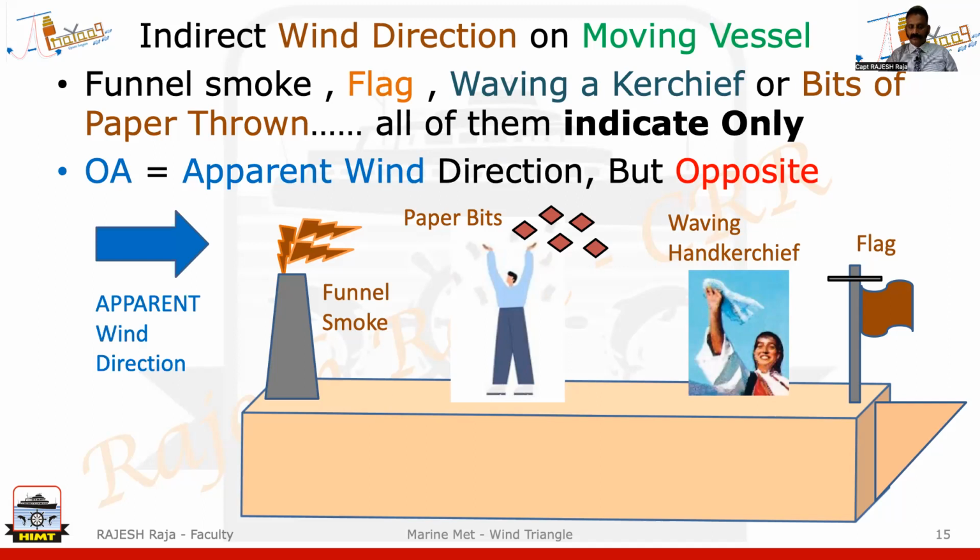This happens because as soon as you release the smoke or the papers or the flag, they're all related to the motion of the ship. So they get the motion component from the ship also. That is why they're all apparent, they are not true. So please use this as OA in all your questions.